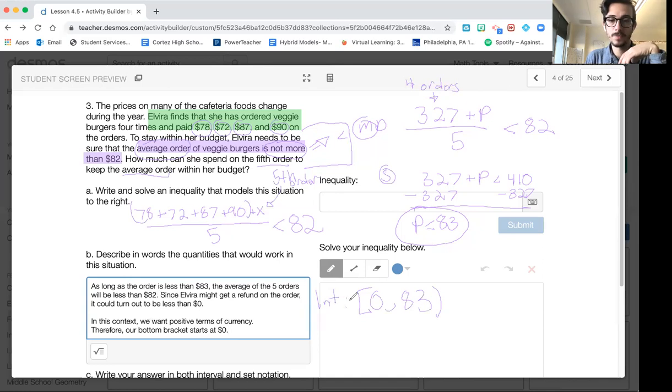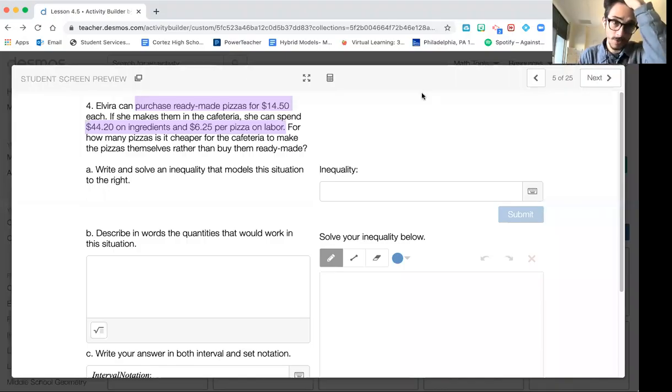notation. Your set notation is going to look like this. 0 less than or equal to P. Again, this is the price. So I'll call that the price, and that's less than or equal. No, not less than 83. There we go. Boom, there you go. Kind of like this one.